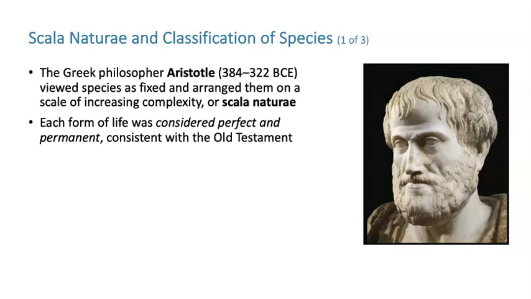Aristotle lived in about the 3rd century before the current era, and he really viewed species as fixed, and he arranged them on a scale of increased complexity. Now, we don't really think about life as being increased complexity these days, although sometimes we do fall back on that as a kind of an easy way of thinking about things.